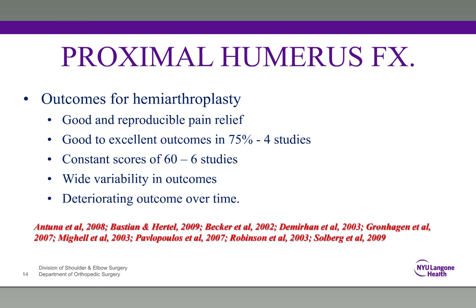Good to excellent outcome was reported in about 3/4 of the patients, and the average constant score was about 60. However, there was a significant variability in the outcome. That is, there are many patients who did very well with constant scores in the 80s, and many patients who then did very poorly with constant scores in the 40s. And the results also deteriorated slowly over time as well.